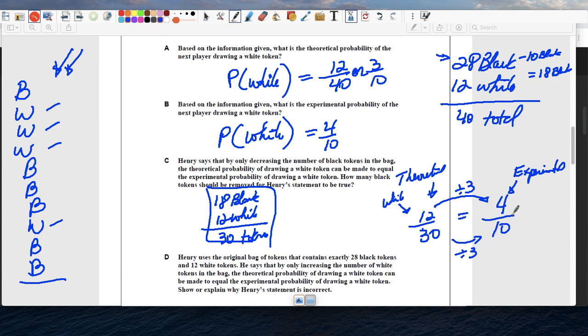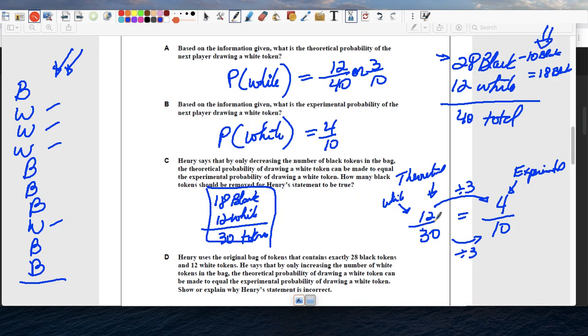Is that an equivalent fraction as 4 over 10? Well, 12 divided by 3 is 4, and 30 divided by 3 is 10, so they are equivalent. So how many black tokens would I have to remove? I have to remove 10 of them.